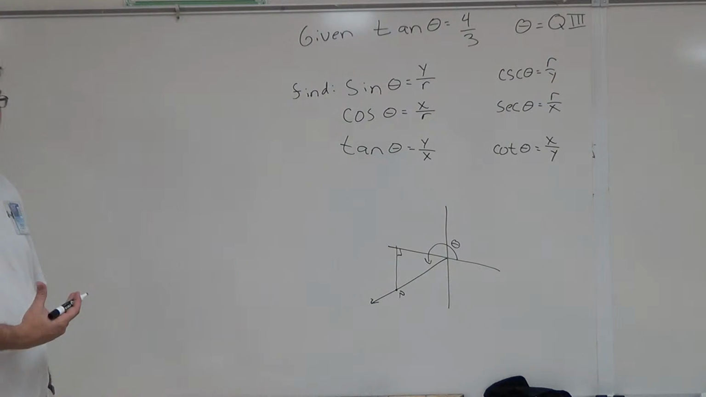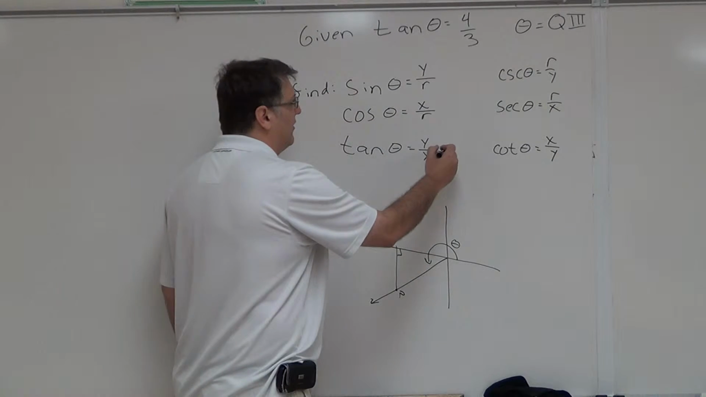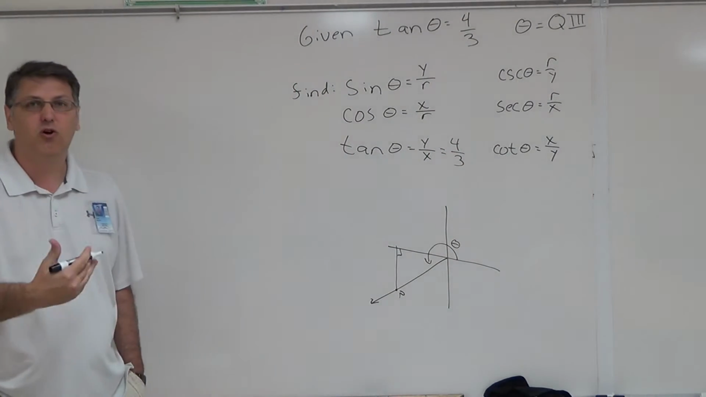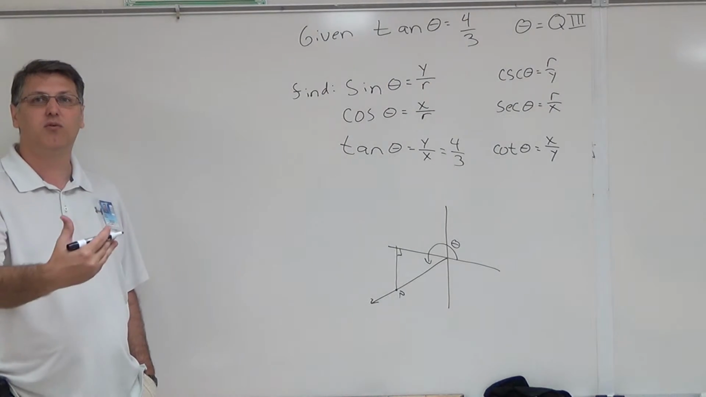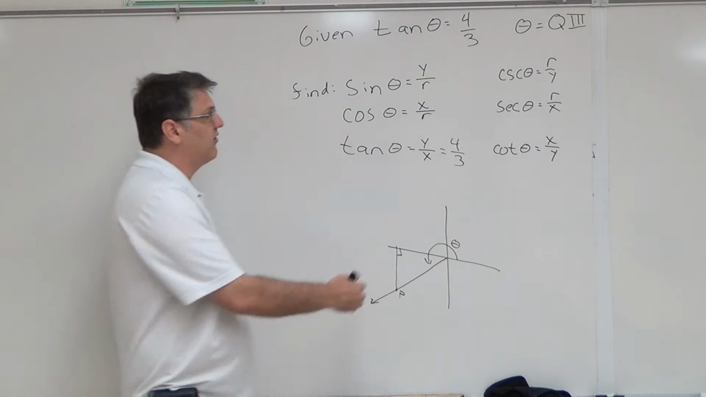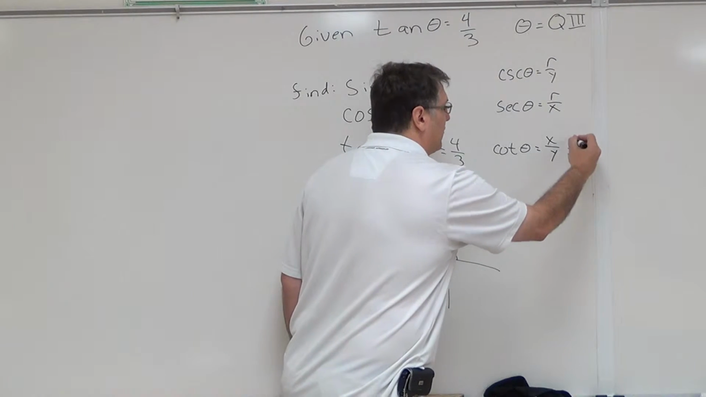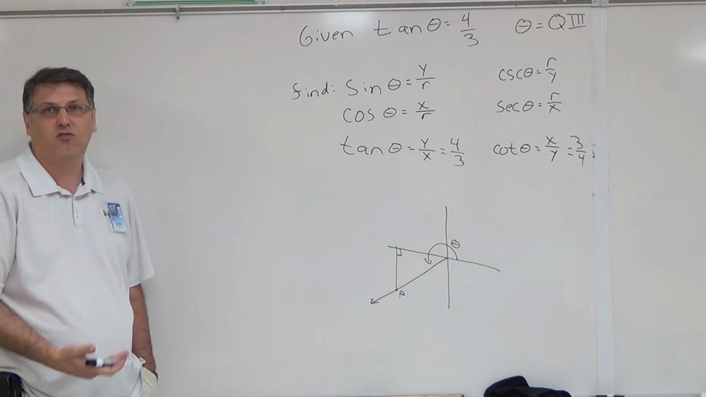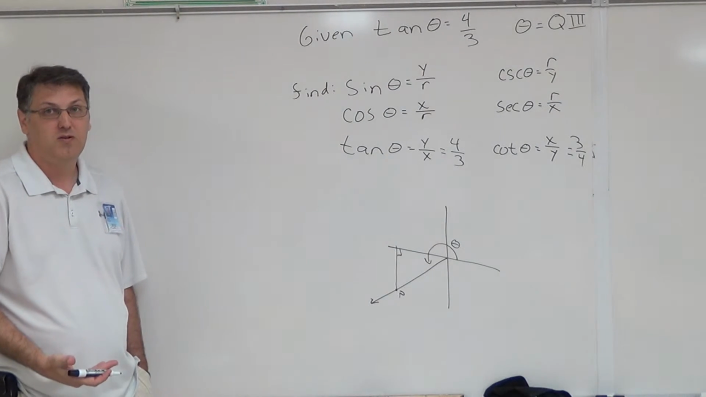Now that we've got the triangle drawn, well, we know tangent up here is 4 over 3. Immediately, you know cotangent, because cotangent is the reciprocal of tangent. Well, if this is 4 over 3, the reciprocal becomes 3 over 4 for cotangent. So right away, you already have your first answer and haven't done any real math.